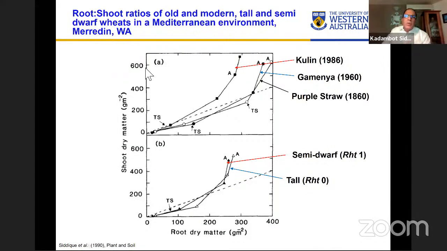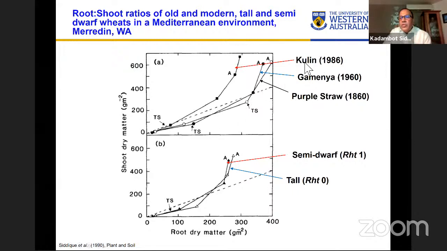Here is an early work which I did way back when I was active in the field. This work was done in the field for 3 to 6 months. To summarize, just to focus on graph A, I have the root dry matter on the x-axis, shoot dry matter on the y-axis, and then you have a 1-to-1 line.